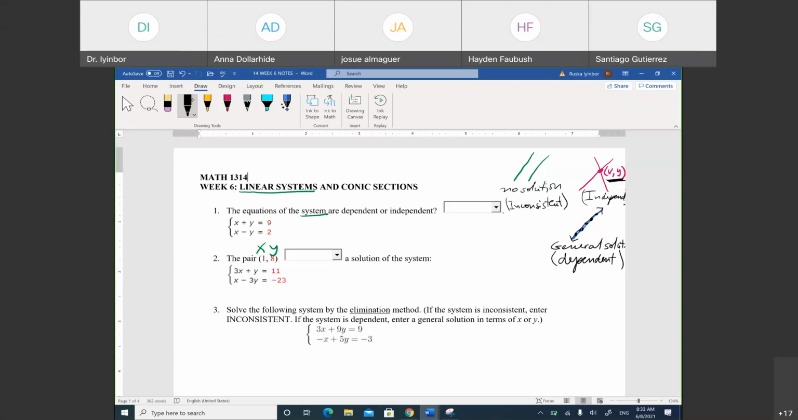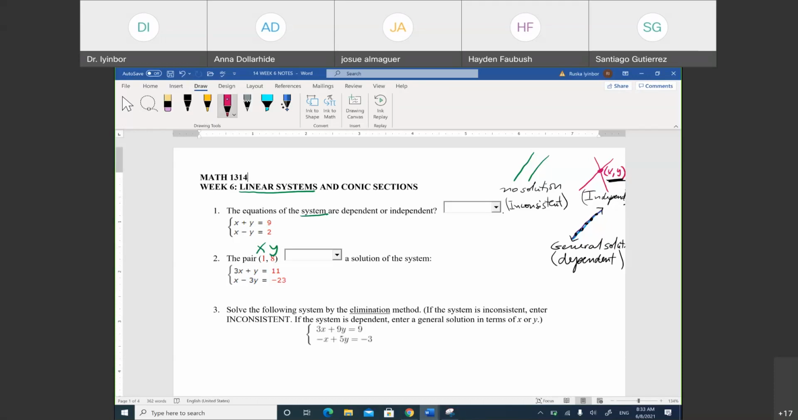Now, the first one, number one, they ask you, is that dependent or independent? So you need to solve this to see if it's dependent or independent, right? Because in the process of solving, you're going to find out if it's dependent or independent. So I'm going to show you that in a second. I'm going to go ahead and do number two.